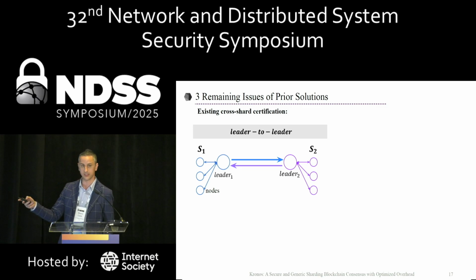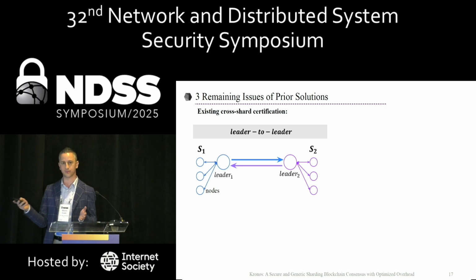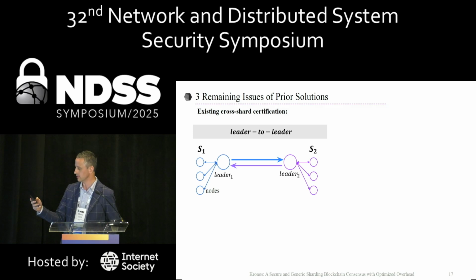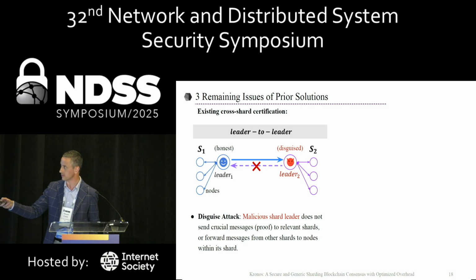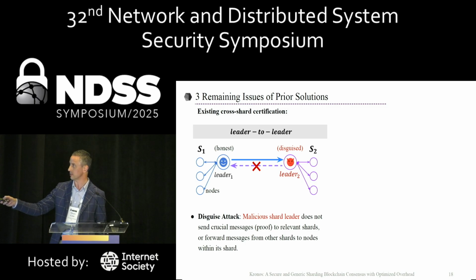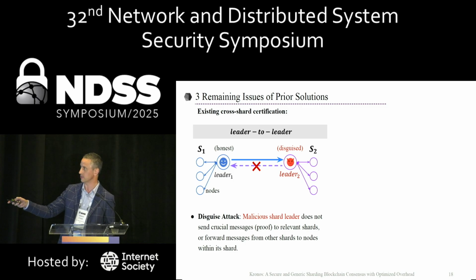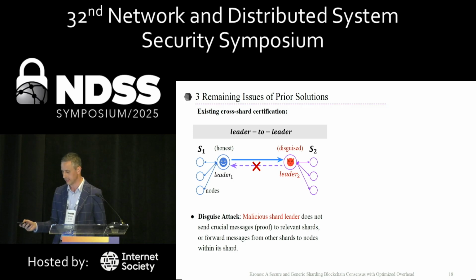As you can see here, this is quite optimal, I would say, in terms of communication, because only one node is doing the communication. But on the other side, we have a big issue: if the leader is malicious, then of course it can selectively not forward messages outgoing from the shard, or not forward to the internal nodes the messages incoming to the shard.